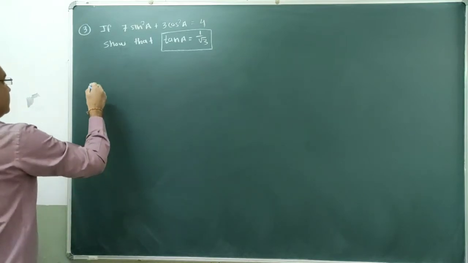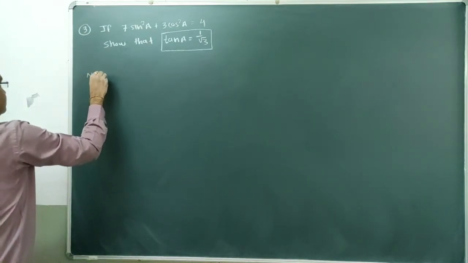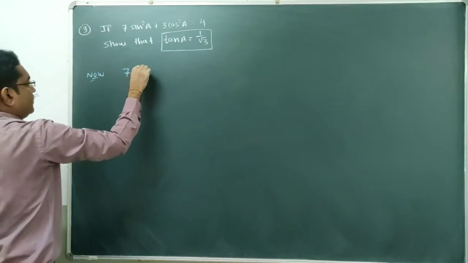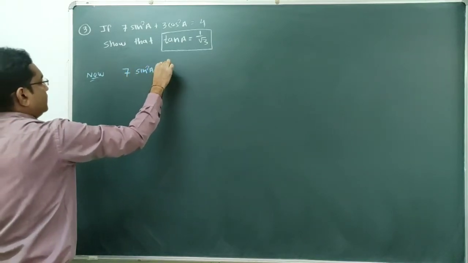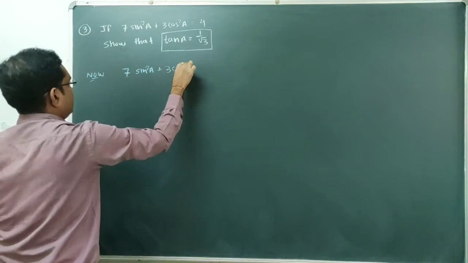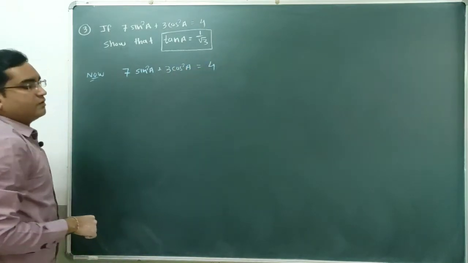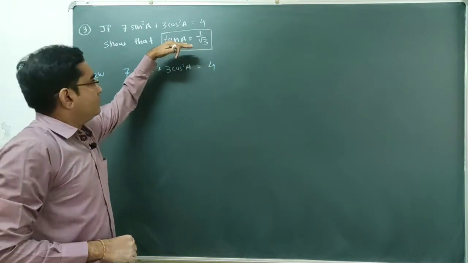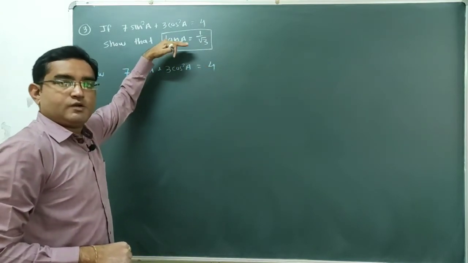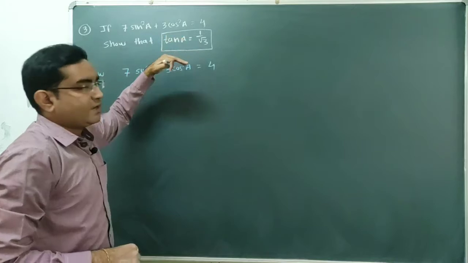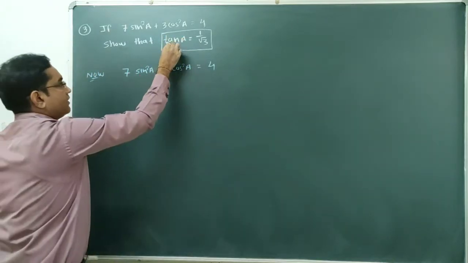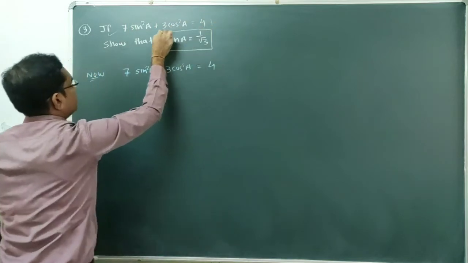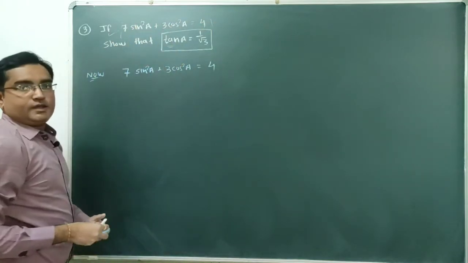So what are we given? We are given that 7 sin square a plus 3 cos square a equal to 4. By using this given expression, we have to derive this expression, that is tan a equal to 1 upon root 3. We have to derive this completely; we should not start from the left hand side and reach this. This is given, so we have to use this expression. So how to find the value of tan a?